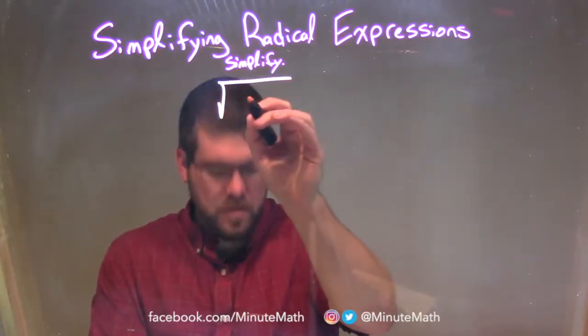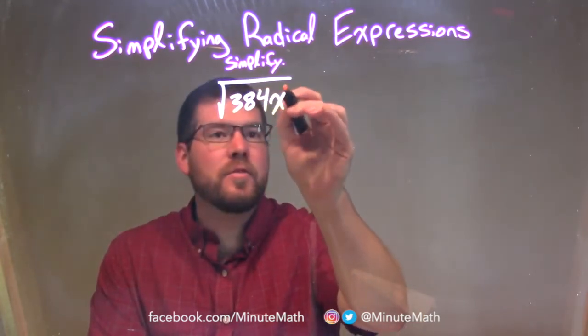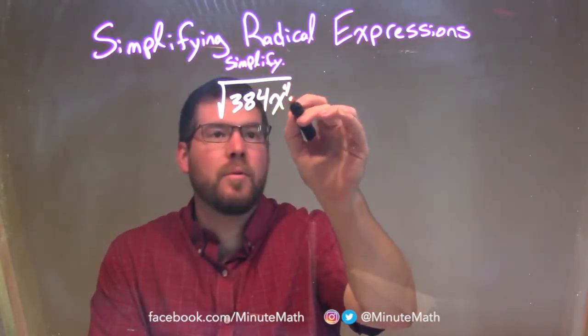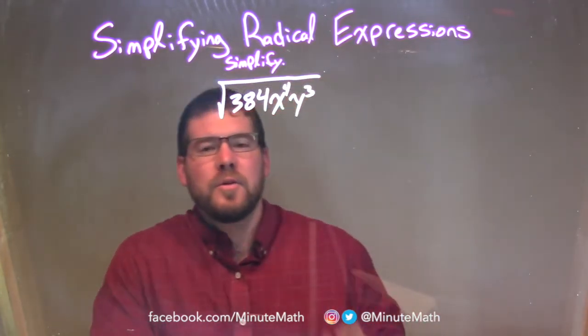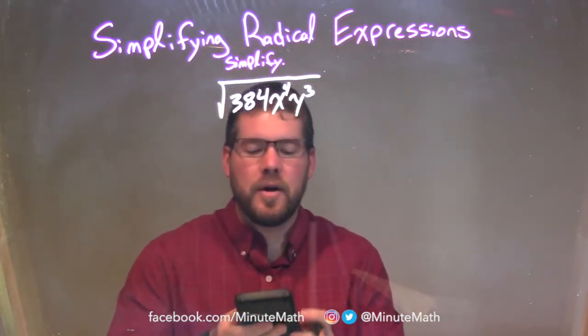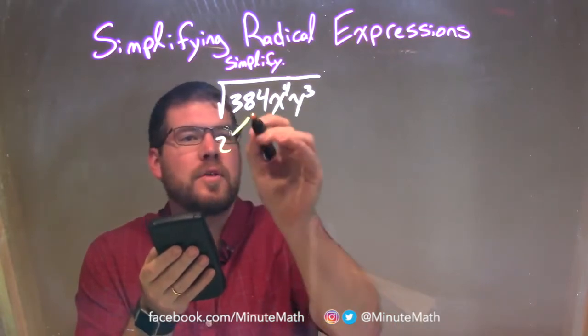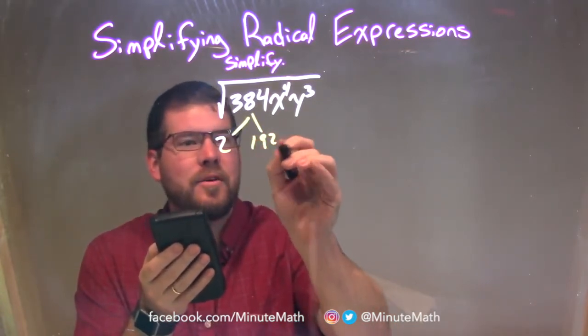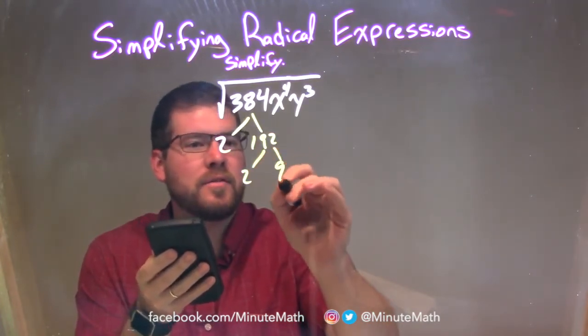Square root of 384 x to the fourth times y to the third. Okay? Well, what I want to do is perform prime factorization on 384. So 384 I know is even, so 384 divided by 2, and we have 2 times 192. 192 divided by 2 is 96, so we have 2 and 96.